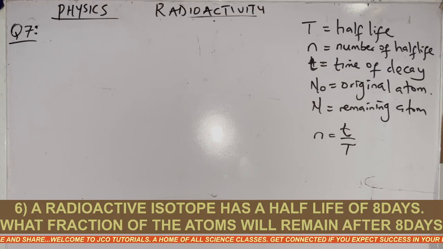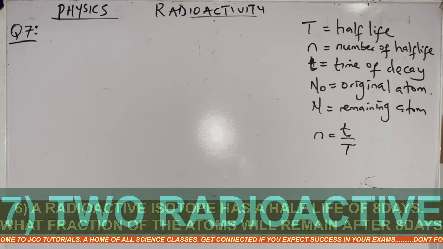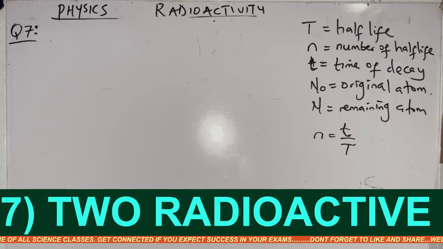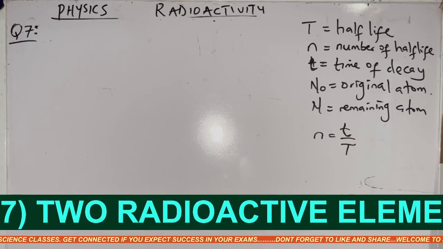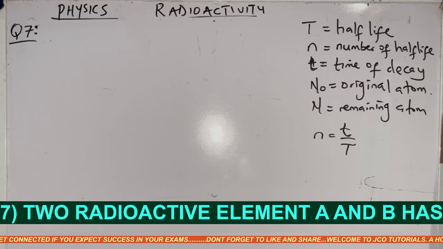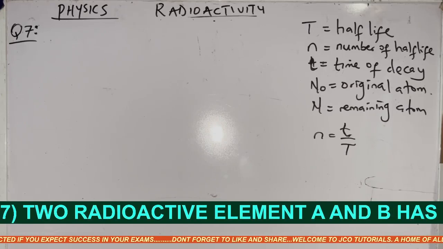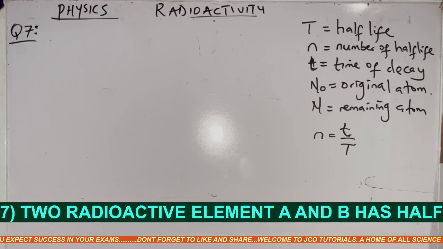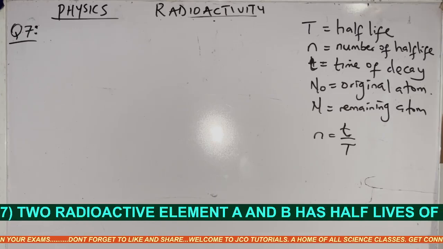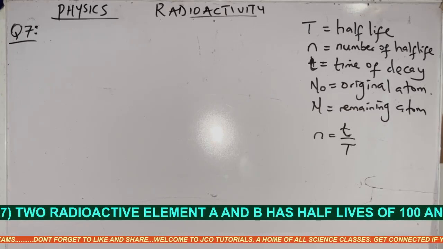Now look at it. It says two radioactive elements A and B have half-lives of 100 and 50 years respectively. Samples of A and B initially contain an equal number of atoms. What is the ratio of the remaining atoms of A to that of B after 200 years? We're looking for the ratio of what remains from A to B.